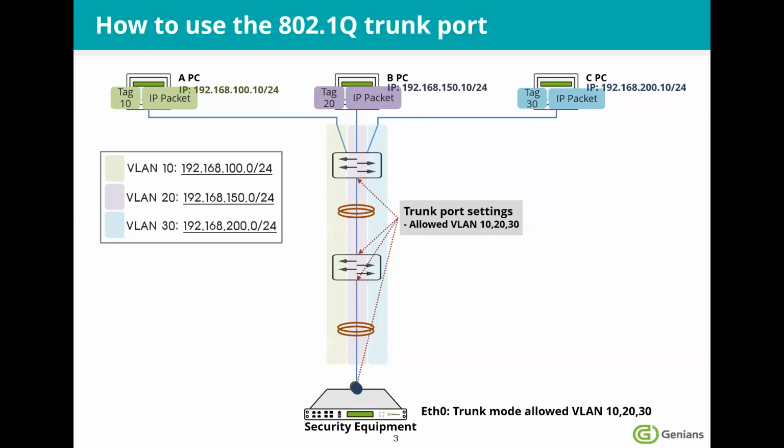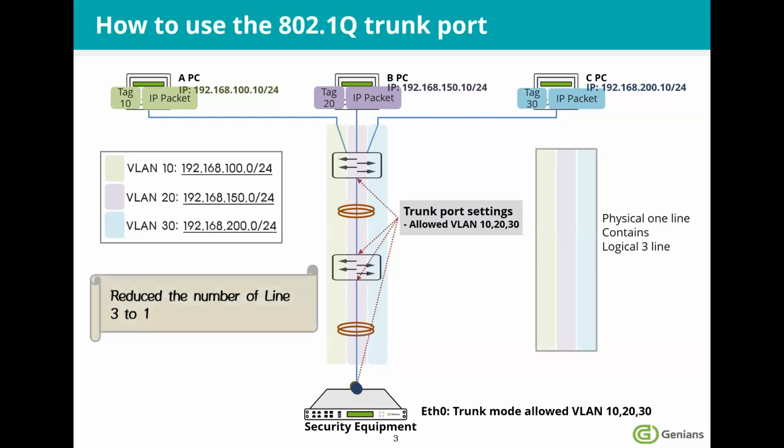In summary, the Electron 1Q protocol allows PCs to communicate with multiple devices in different networks using a single physical line. You can see that the number of physical lines has decreased from 3 to 1 after the Electron 1Q trunk port setting. This is the basic concept of Electron 1Q.